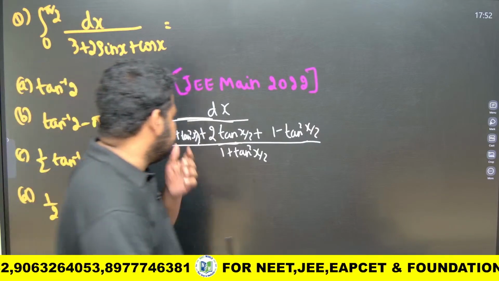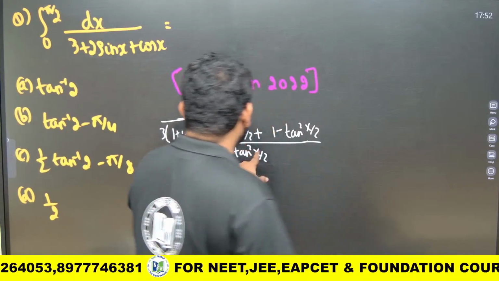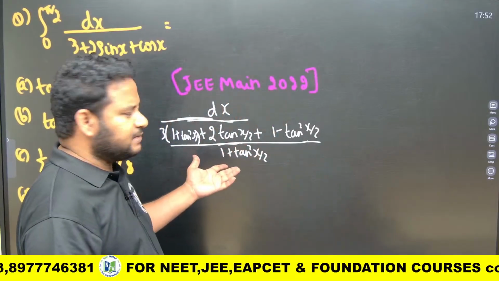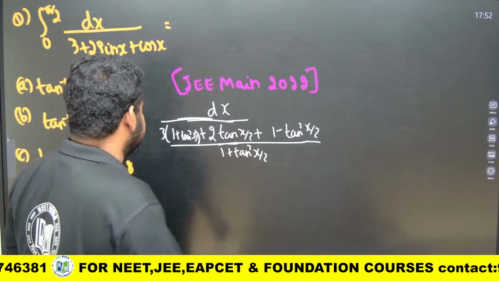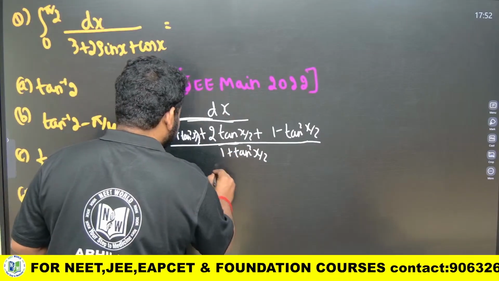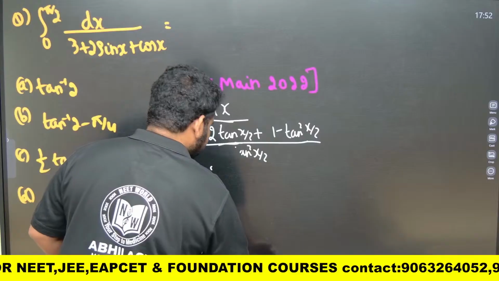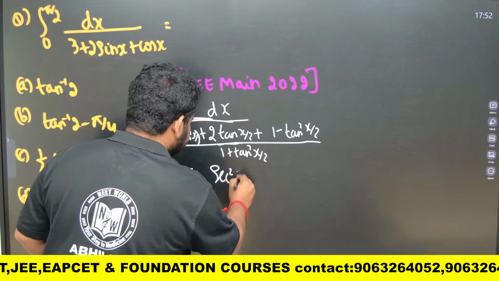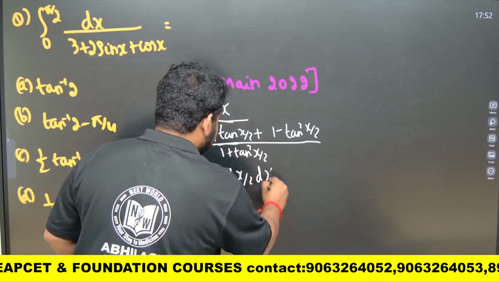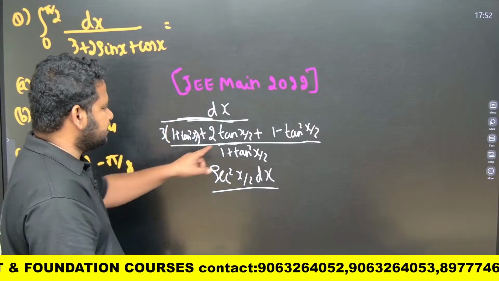Anyways, let us continue. So we were here. 1 plus tan square x by 2, 1 plus tan square is nothing but what? Secant square x by 2. This will go up. So this will become secant square x by 2 dx by, if I put tan square x by 2, tan square x by 2 is there.